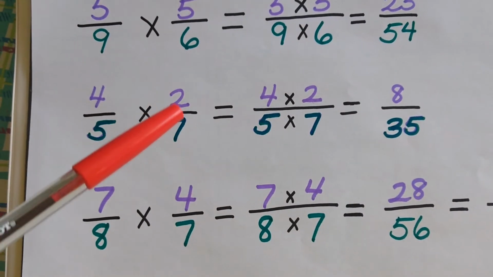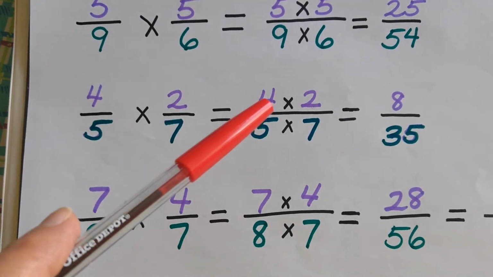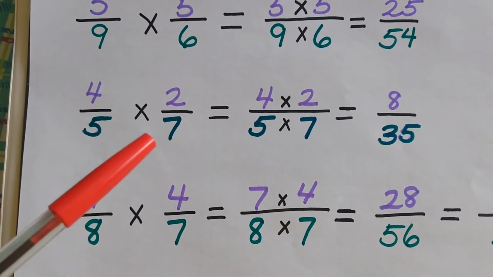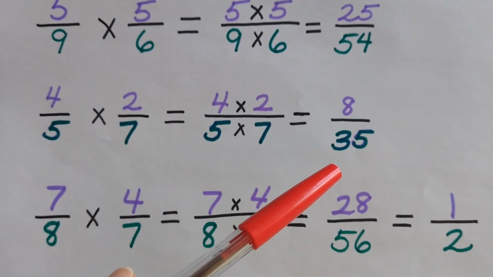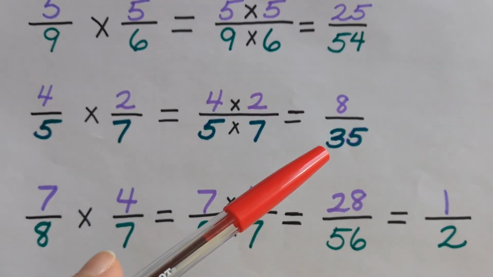fifths times 2 sevenths. We multiply our numerators, 4 times 2. Then we multiply our denominators, 5 times 7. Okay, and we come up with 8 over 35. Do we need to simplify or reduce? Nope, it stays the same.